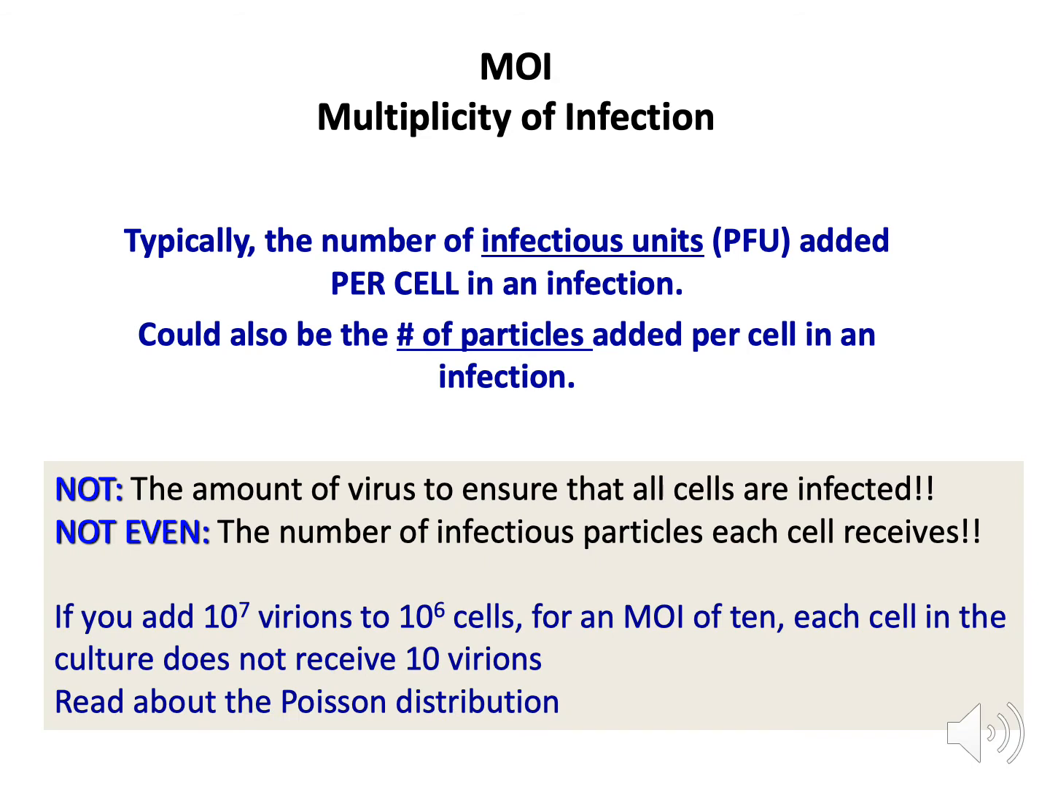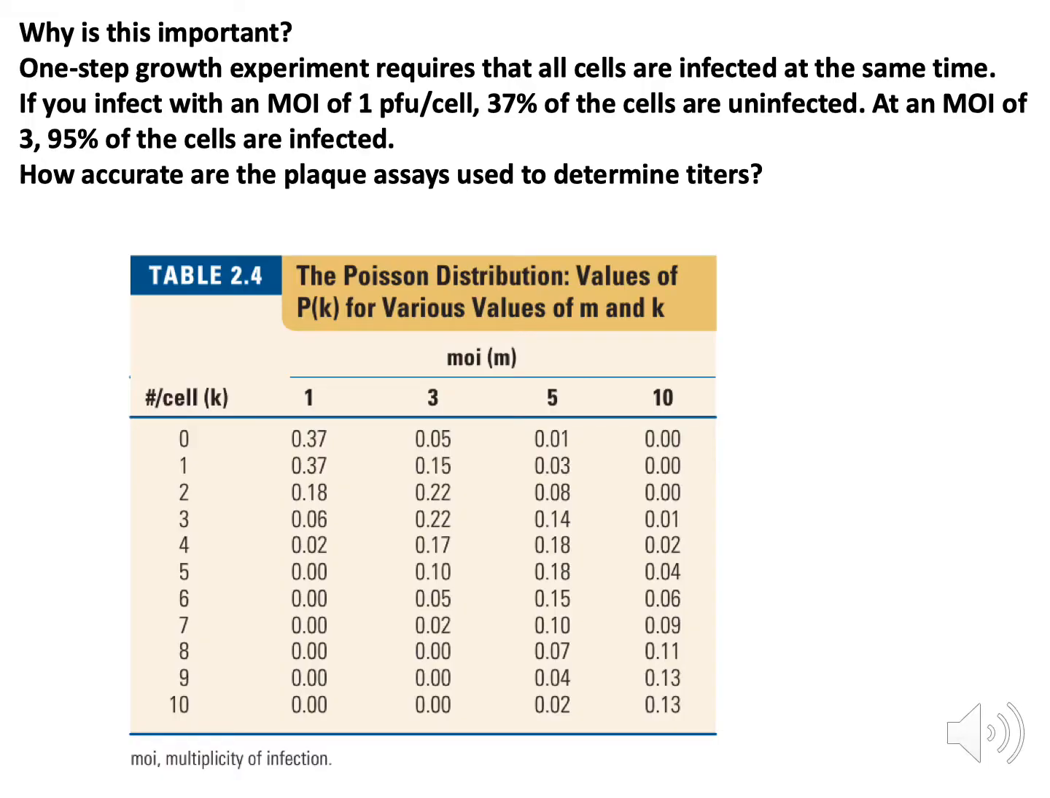So, multiplicity of infection, that term doesn't mean the amount of virus to ensure that all cells are infected, or even the number of infectious particles each cell receives. So, for example, if you added 10 to the 7th virions to 10 to the 6th cells for an MOI of 10, every cell doesn't receive 10 virions because of that tennis ball into the cup game. Some cells get more, some cells get less. And so you need to read about the Poisson distribution.